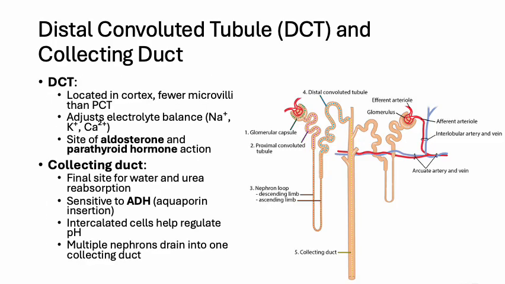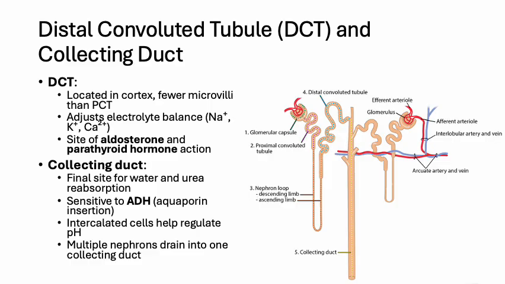The distal convoluted tubule and the collecting ducts are the nephron's final processing station. The distal convoluted tubule is where hormonal regulation becomes especially important. Aldosterone increases sodium reabsorption, while the parathyroid hormone promotes calcium reabsorption.